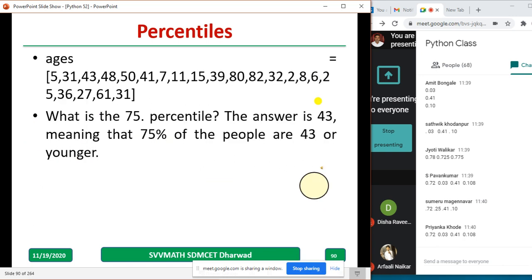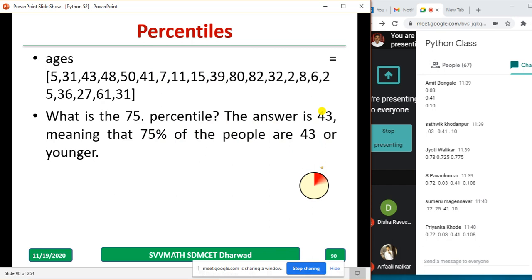Let us consider these are the ages. Somebody is having 5, somebody is having 31, 43, like this I have. What is the 75th percentile? What is the meaning of that? The answer is 43, meaning that 75% of the people are 43 or younger. Just the meaning I am telling you. Take 30 seconds, read it, and we'll see the example again.